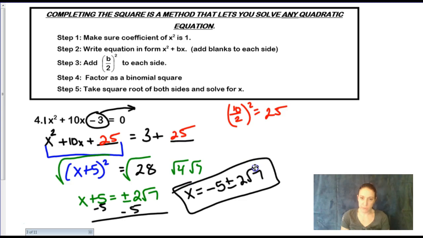You got negative 5 plus 2 square root of 7 and negative 5 minus 2 square root of 7. Both correct for this context. If it was a story problem, possibly one of them isn't correct, but we'll get to that problem later.